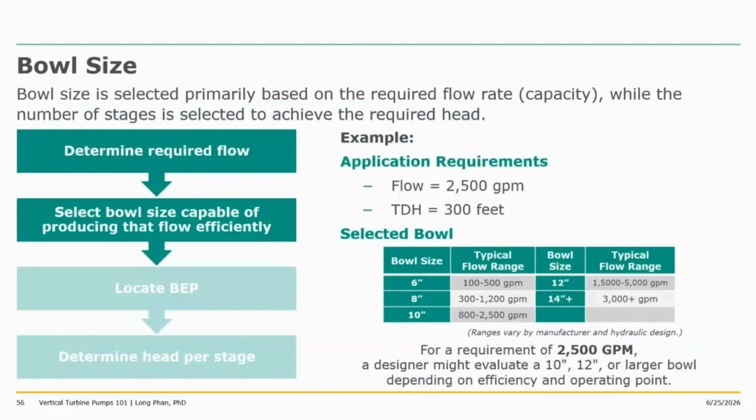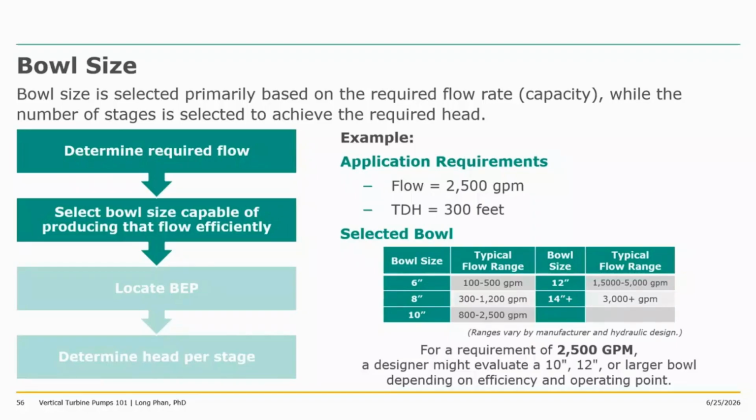From manufacturer to manufacturer, they have different designs. So each bowl size will have typically a typical flow range. Look at this table from 6, 8, 10, 12, and 14 inches. They have different flow ranges. And as the bowl size goes up, you also have a larger flow range.